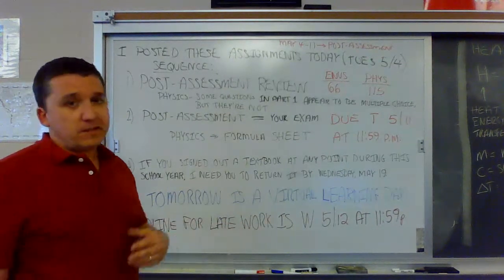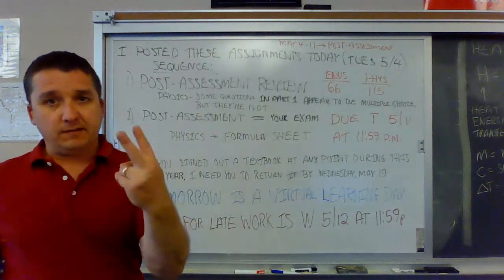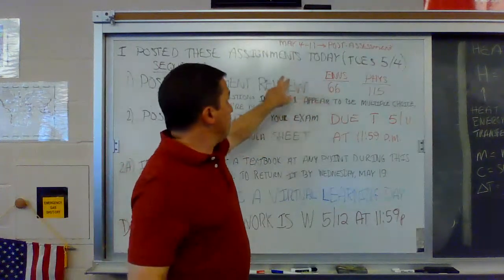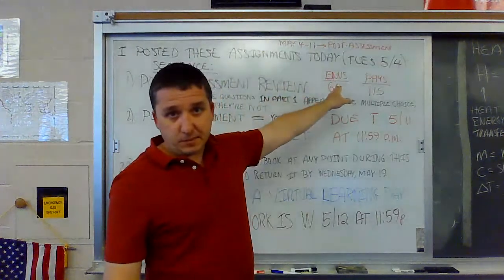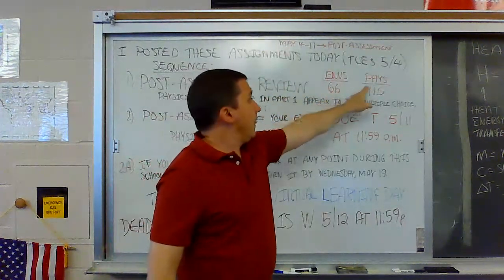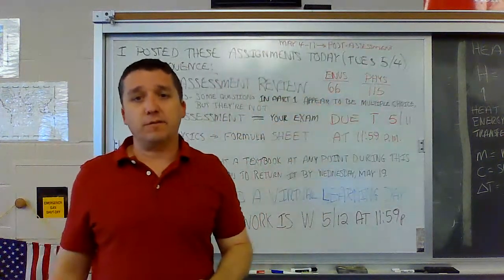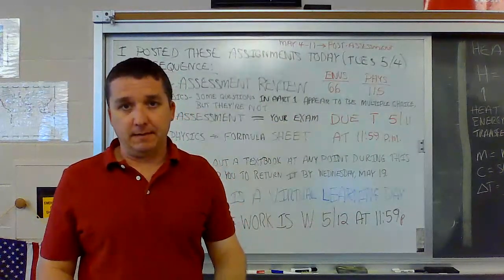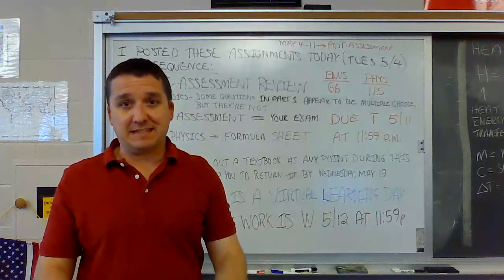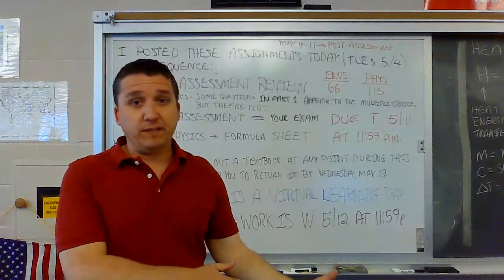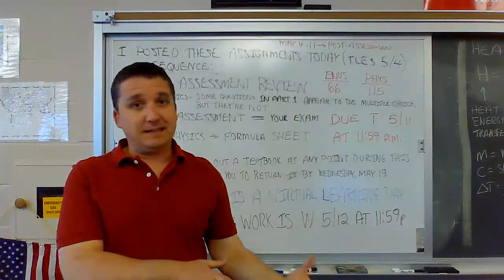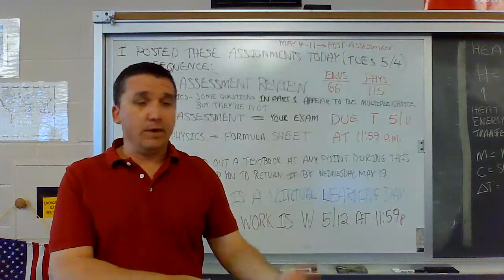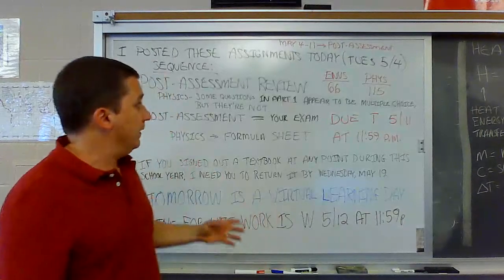So again, just to summarize real quick, you got 2 assignments. They're big ones this time. You got your post-assessment review: environmental science post-assessment review, 66 points. The physics post-assessment review is 115 points. Turn them in completed. I want to see 66 out of 66. I want to see 115 out of 115. I don't want to see anything less than that. You know the information, you can look it up, whatever. You can ask me questions, that's fine.